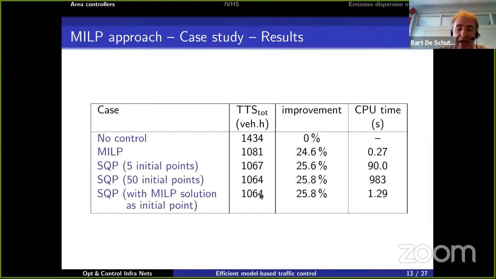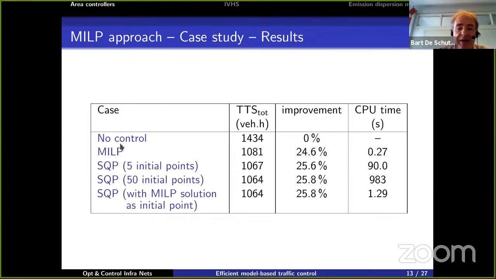approximating or being equal to the performance of nonlinear optimization with a lot of starting points, but we can do it much faster. We see that we only need 1.3 seconds for this approach compared to 900 seconds if we really optimize 50 different initial starting points. And that's actually one way to speed up the optimization.